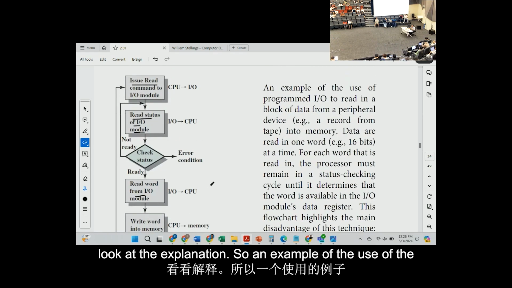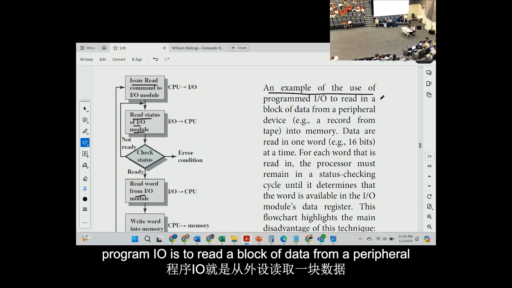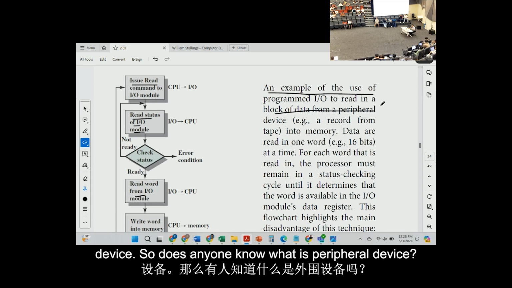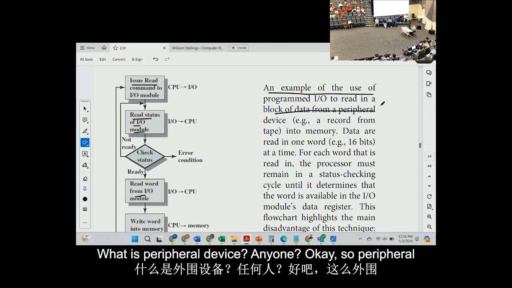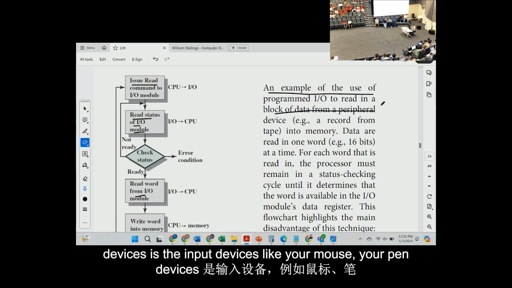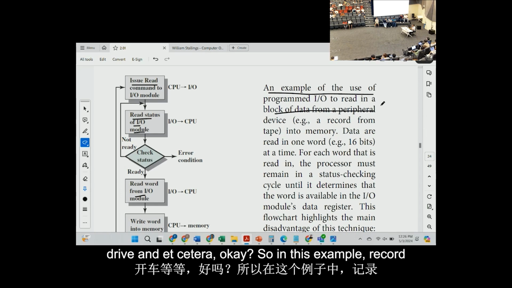So let's look at the explanation. An example of the use of the program I/O is to read a block of data from a peripheral device. So does anyone know what a peripheral device is? What is a peripheral device? Anyone? Okay, so peripheral devices are the input devices like your mouse, your pen drive, and etc.